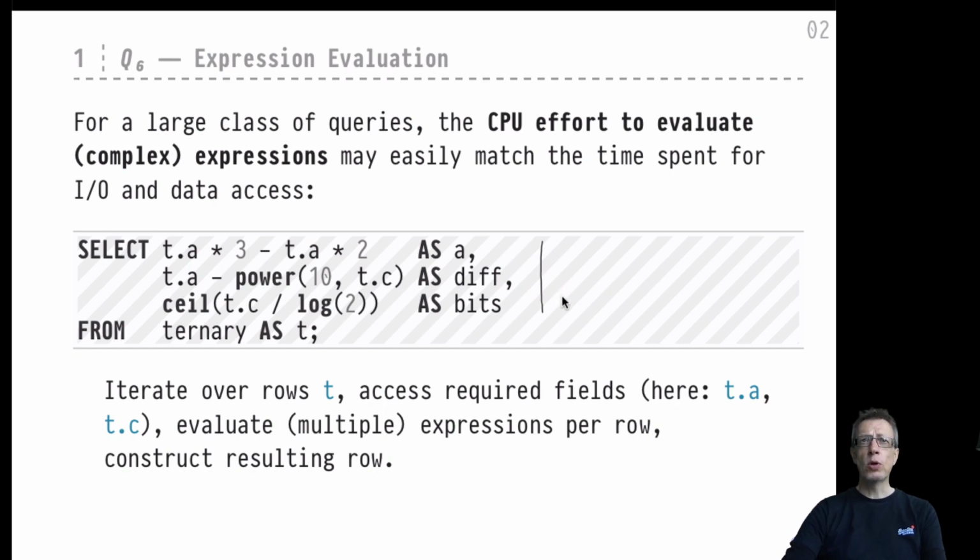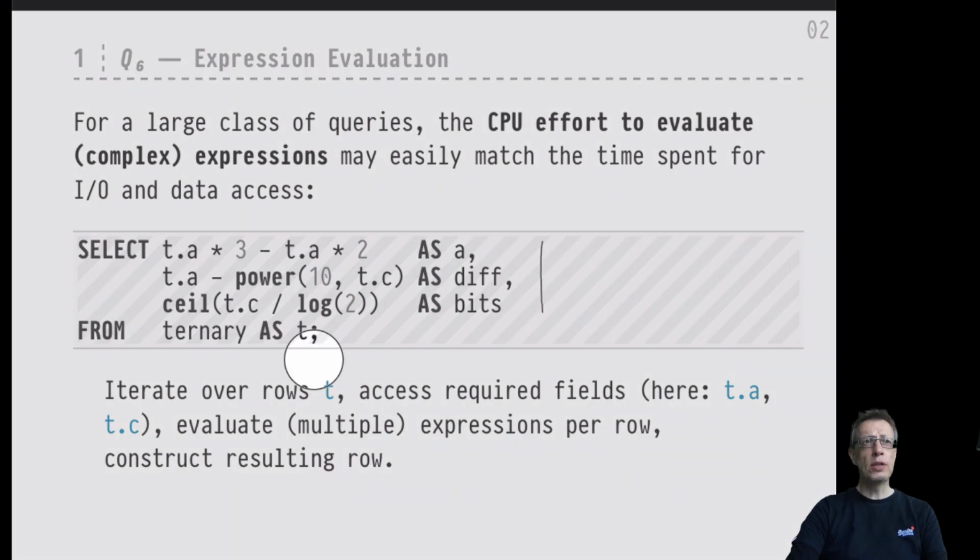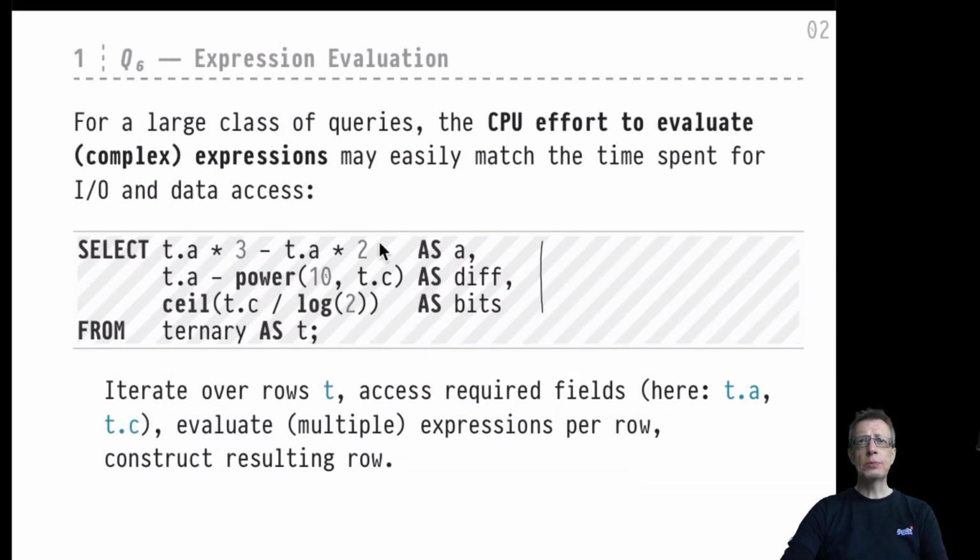All right, so what will Q6 do? It will just iterate over all the rows of ternary, call those rows t, bind them to row variable t, then access the required fields in that row. There are not too many fields that are actually required in this query. It's just the TA field and the TC field, but these are used multiple times. Given these TA and TC values, these expressions compute scalar values, and that will be the focus of the upcoming discussion. Expressions that yield scalar return values, so integers, booleans, strings, all of the scalar data types that we've been talking about in this course.